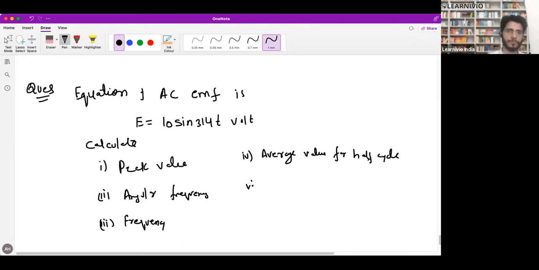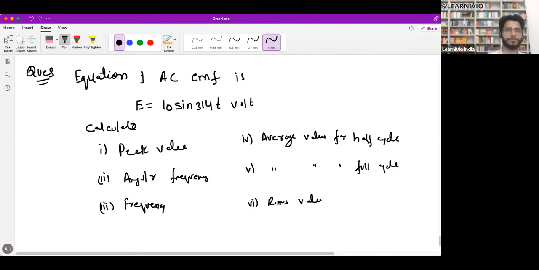Then you have average value for full cycle. Then last, I need RMS value. Do it and write your answer in chat.